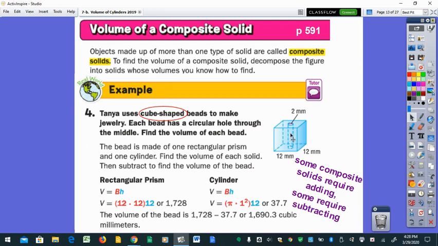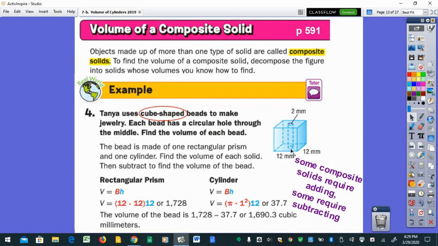We're going to just pay attention to the hole, which is in the shape of a cylinder. You're going to notice they gave us the diameter. So again, we have to cut that in half to get the radius right there. So 1 squared. We're going to take 1 squared times the height of the cylinder, which is the side of the cube, which remember that height was 12. So we're going to take 1 times 12. So 12 pi would be the exact answer, and then when we multiply it, we get about 37.7 cubic millimeters.